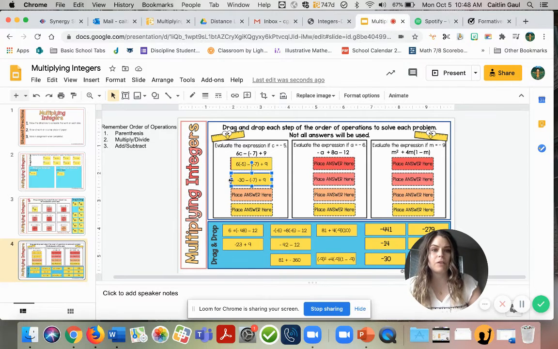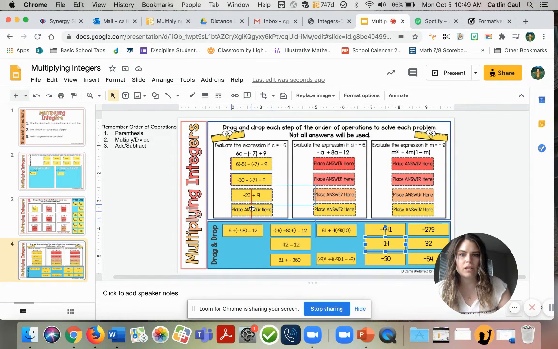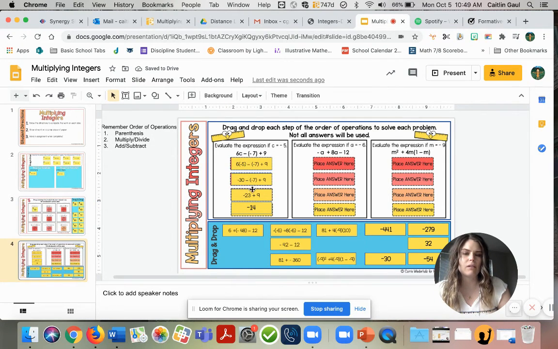Here we have to think back to our previous lessons. I've got a -30 and the opposite of -7. So that means I am making this an addition problem. So I've got -30 plus 7, which gives me -23. Here's that step there. And that leaves -23 plus 9 positives. That should give me -14, and I drag and drop my final answer there. So that's how this slide works.